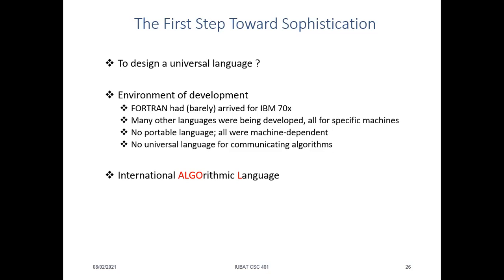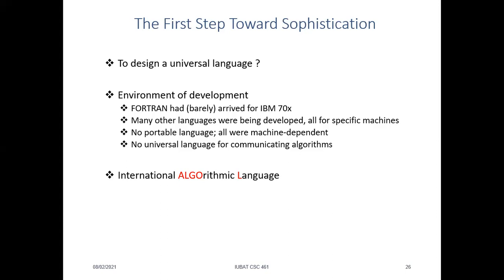To do that, the environment of development was that Fortran had barely arrived. We are talking about the 1960s. We just had one or two versions of Fortran. Many other languages were being developed for specific machines. If you had a computer, you would develop one programming language for your own computer. If you had another machine, you would develop another programming language. So it was a totally chaotic situation.